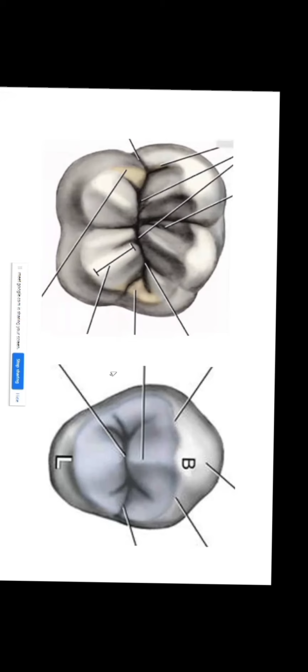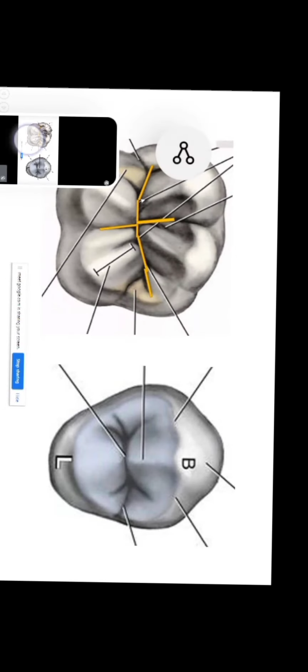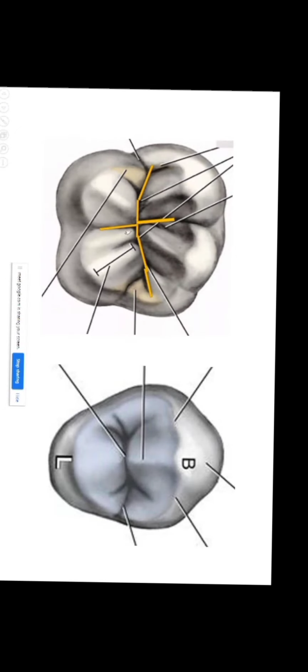Sige, atong tanawon is, this is a molar, this is a premolar. That is a developmental groove. That is a developmental groove. Again, a developmental groove divides the crown into major parts. That's why this is a developmental groove na divide niya into major parts.